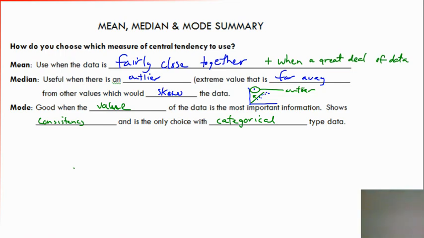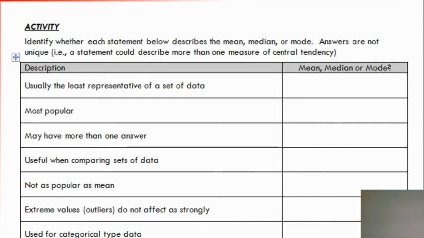All right, so let's just give this a try. This next activity, matching one of these to each one. When should we use? So identify whether each statement below describes a mean, median, or mode. Answers are not unique. A statement could describe more than one measure. So we might use more than one for some of these.